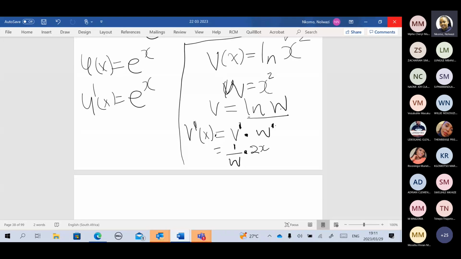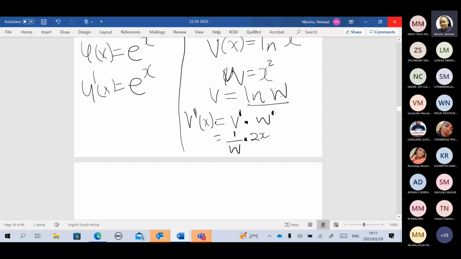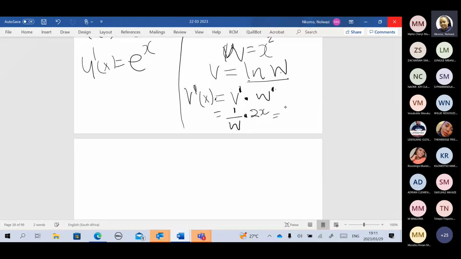And if we do that, we'll have 2x over x squared, right? And okay, we have 2x over x squared. This x can cancel out with one of the x's here. And if we do this, we'll have 2 over x, right? This is our v prime.